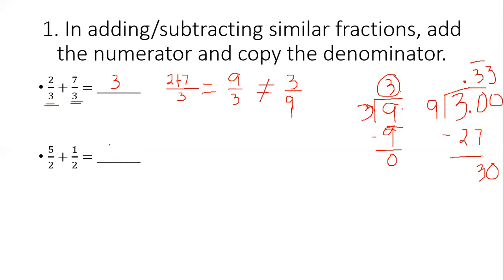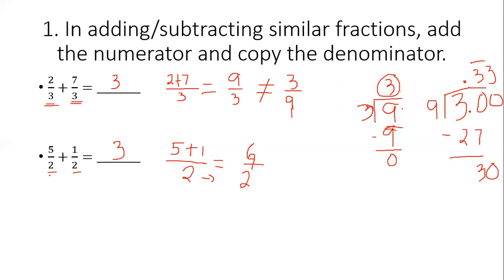And for number 2, our second example, again, we have a similar fraction here. The common denominator is 2. We copy the common denominator. Then, we add the numerators. So 5 plus 1. Of course, 5 plus 1 is 6. Divided by the common denominator, which is 2. Again, 6 divided by 2 is 3. That is the simplest form.